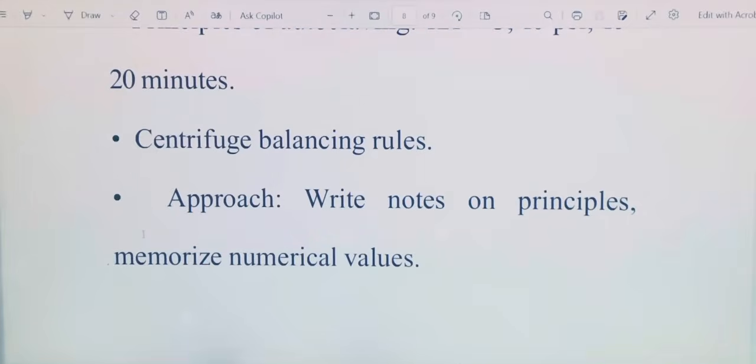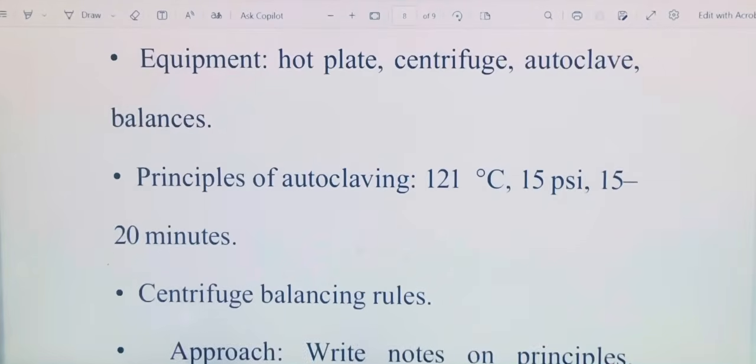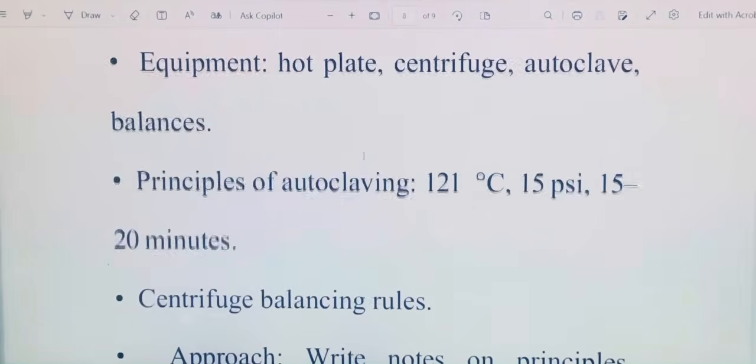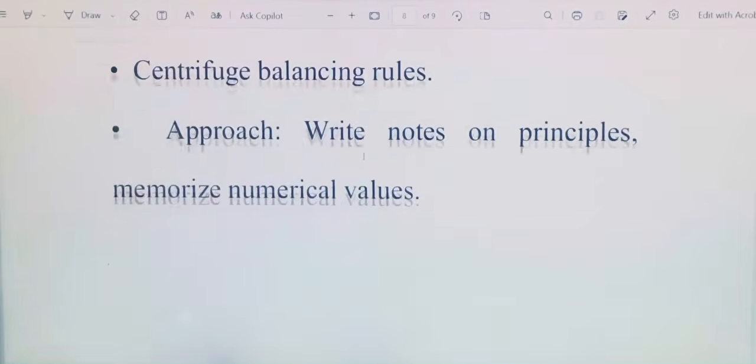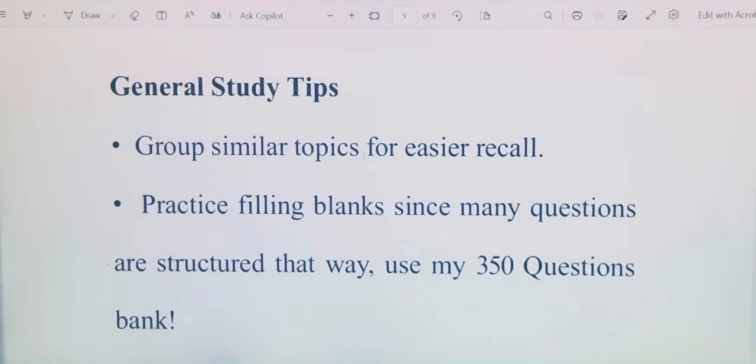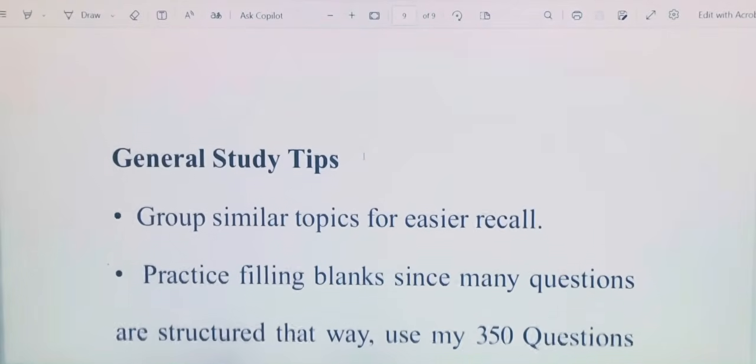Now the approach is to write notes on the principles and memorize numerical values, especially these values. This one is just an example under principles of autoclaving. For principles of the centrifuge you also have that, or hot plates. Then you need to understand the different numerical and constant values attached. Then the general study tips that I was able to put together will help you.